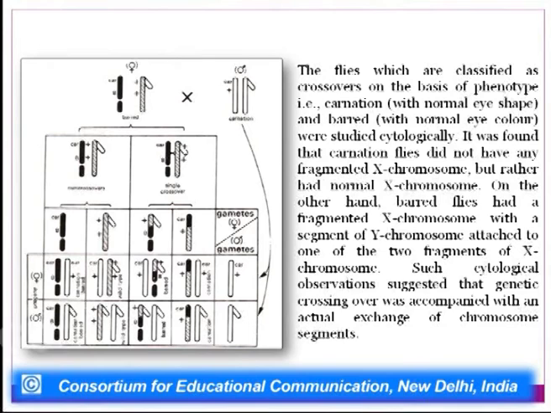So as you can see in the single crossovers, there is a physical exchange of segments occurring. It gives rise to a gamete with capital B and plus with a part of the Y chromosome, which is a recombinant chromosome. And the other one, the fourth column, has carnation eyes and wider eyes but with no attached Y chromosome. So these two recombinants cytologically show that there is a physical exchange of segments that occurs during crossing over.